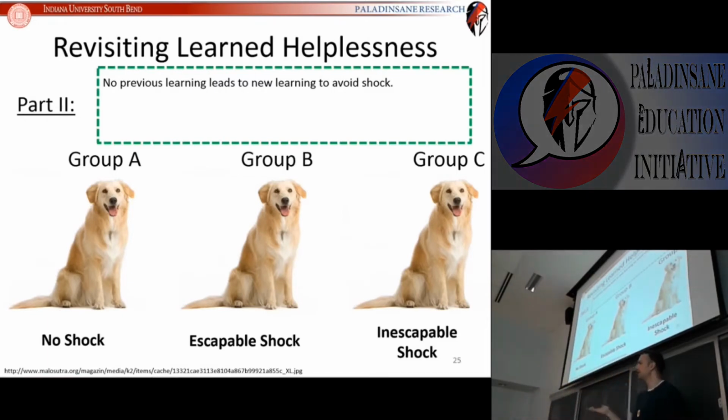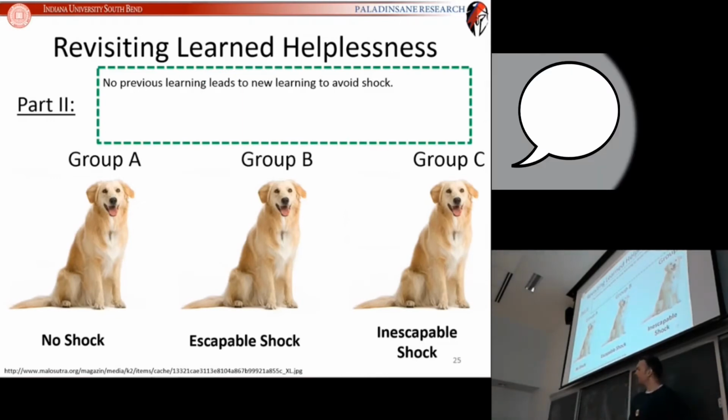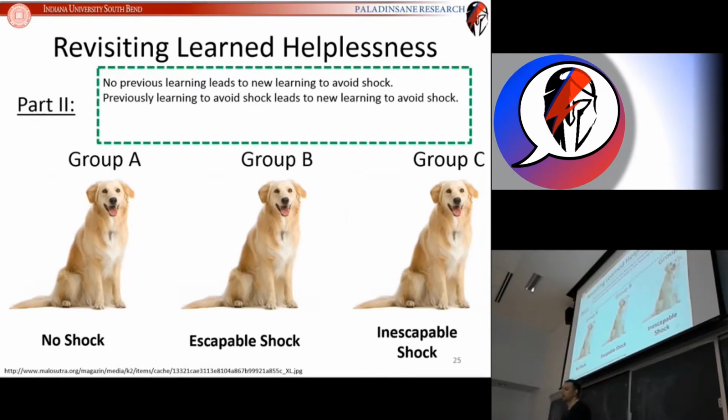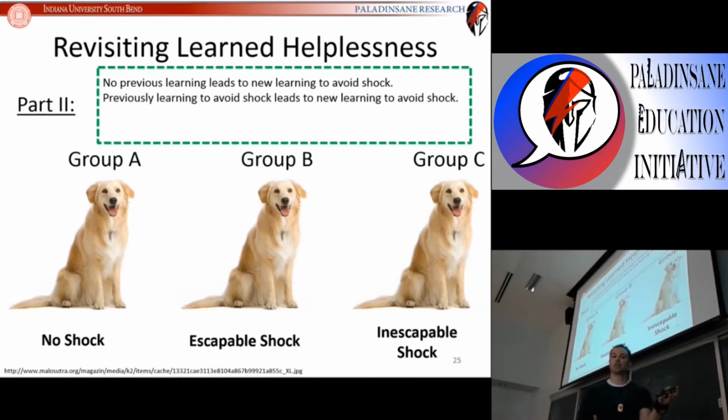They remain the same. They still jumped over the hurdle. They still learned. They were still able to learn. That's the key one. So previous learning leads to new learning as well. So the previous learning to avoid the shock actually led to new learning to avoid the shock as well.